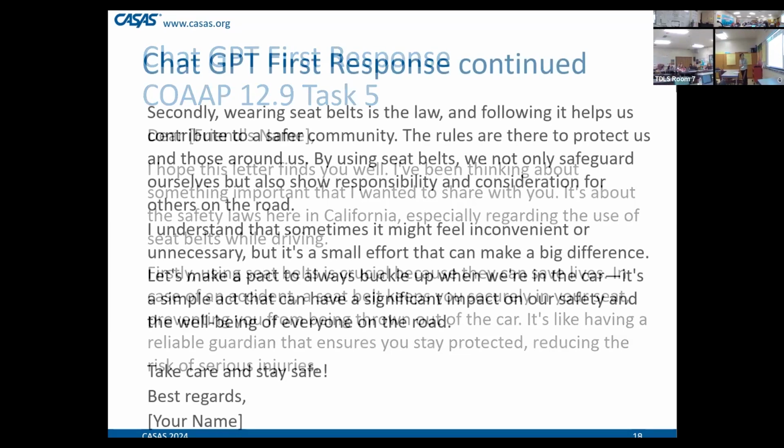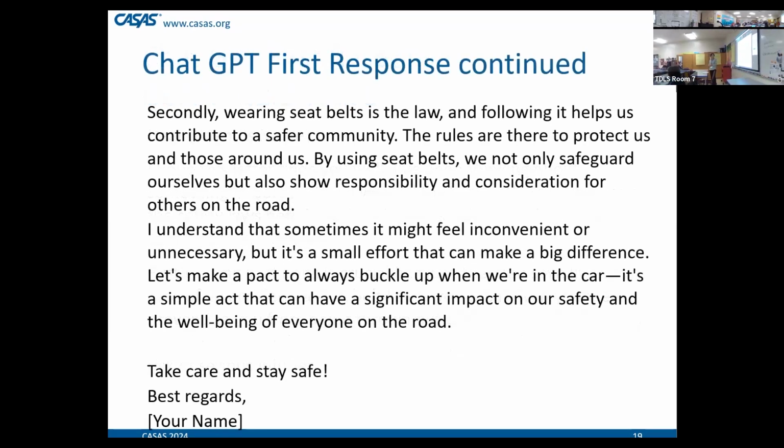Go ahead, Lauren. And secondly, wearing seatbelts is the law. Following it helps us contribute to a safer community. The rules are there to protect us and those around us. By using seatbelts, we not only safeguard ourselves, but also show responsibility and consideration for others. Someone who loves flowery language.